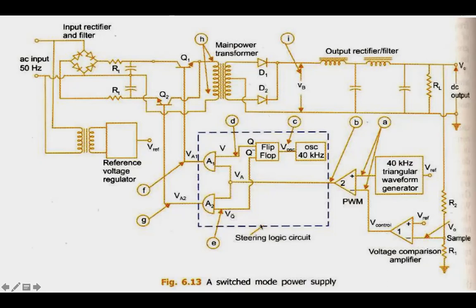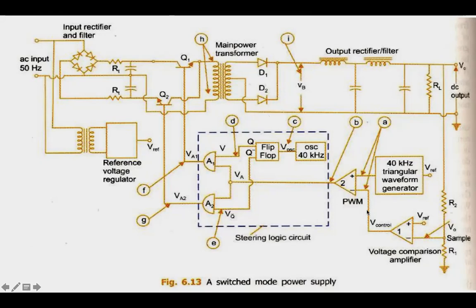And this whole thing actually becomes the steering logic circuit, right? So it has AND gate, A1, A2. So that is AND gate 1, AND gate 2, and the flip-flop having 2 outputs here, which are Q and Q bar. So, Q and Q bar will be opposite to each other, right?